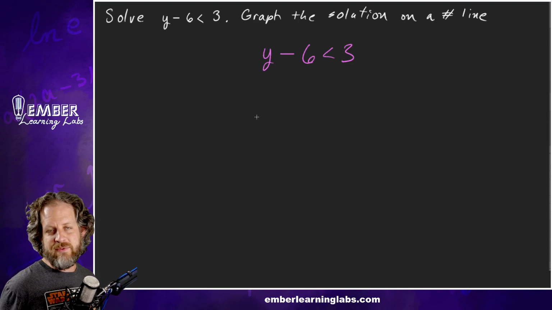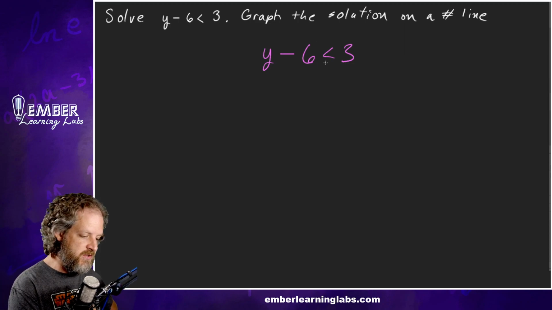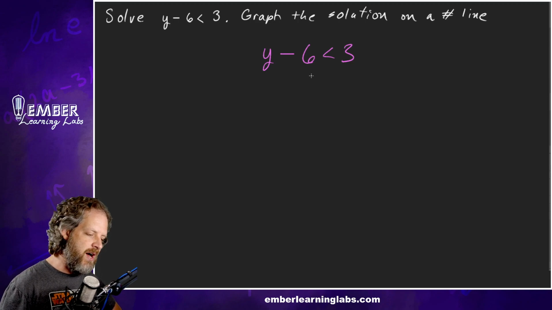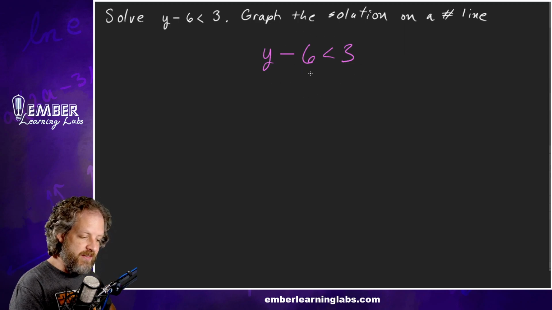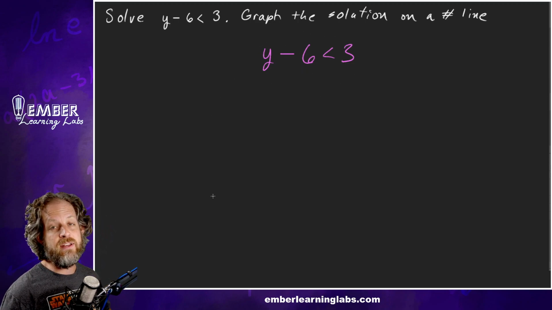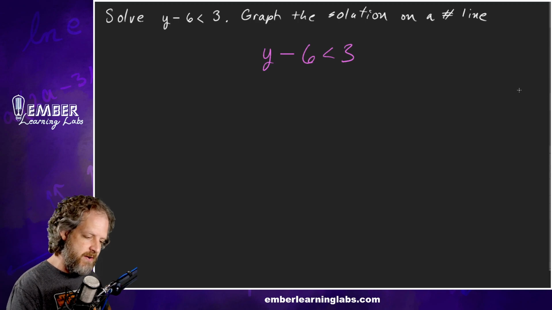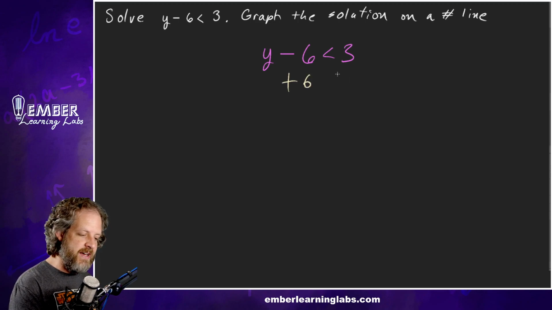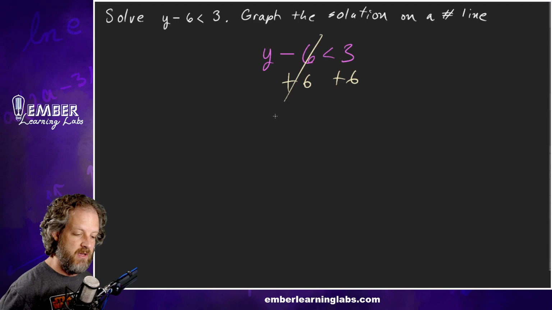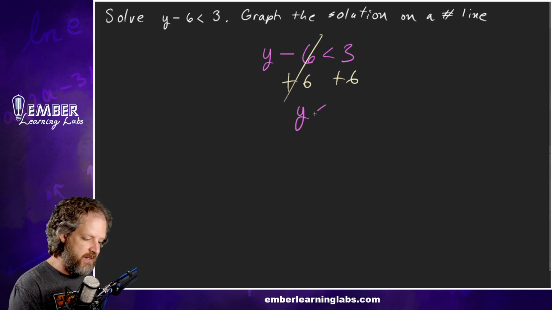There's one exception to that. Other than that, we treat this just like it's an equals. These are pretty straightforward problems. So we look at what's attached to this y, and then we do the inverse or the opposite to get rid of it, right? So this 6 is attached through subtraction, so we're going to add to get rid of it. We're going to add 6 to both sides. Easy peasy, right? So then we end up with y is less than 3.